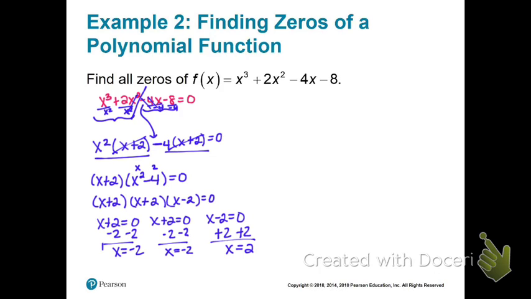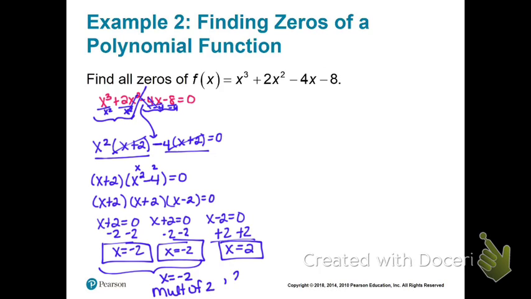Now, I have 2 solutions here that are the same. Is that okay? Yes, it's okay if 2 of the solutions are the same. Anybody know what that's called? Yeah, it's multiplicity. So that just means that my answer really is x equals negative 2, and it's got multiplicity of however many times it's there. So 2. And then we have the other answer of x equals 2.